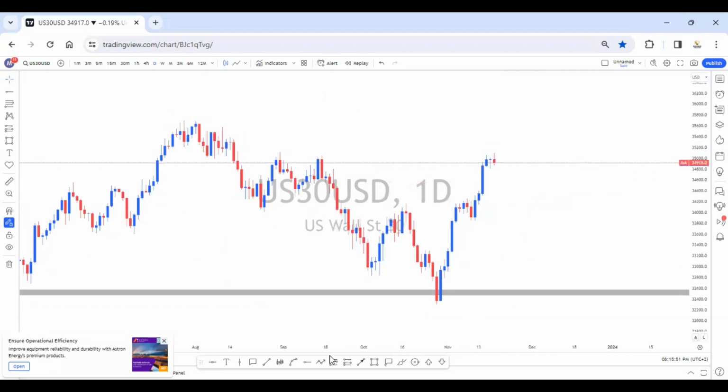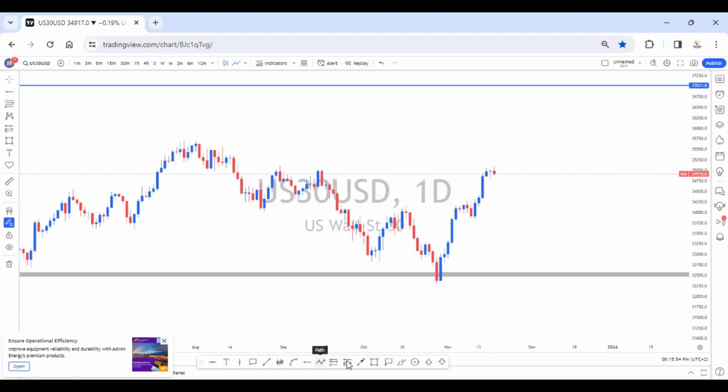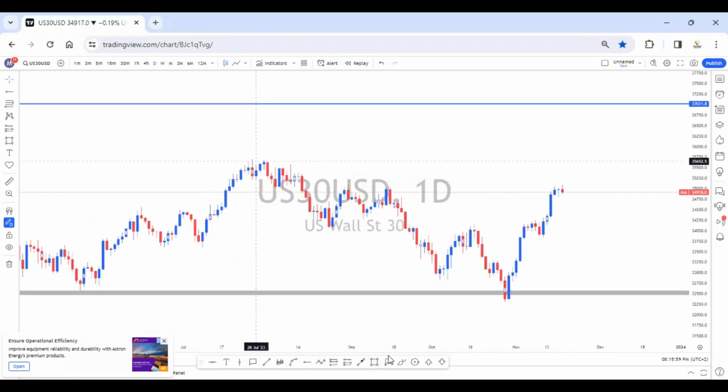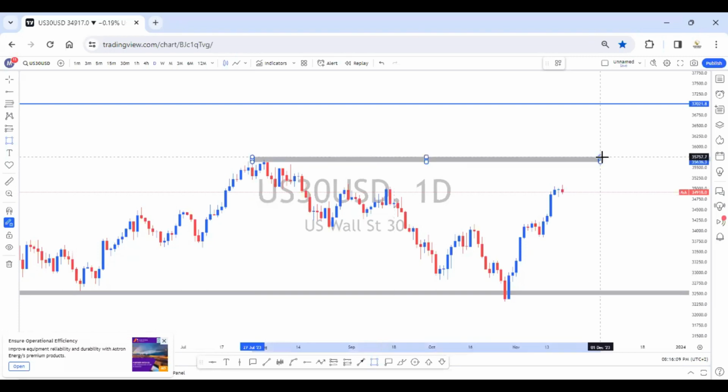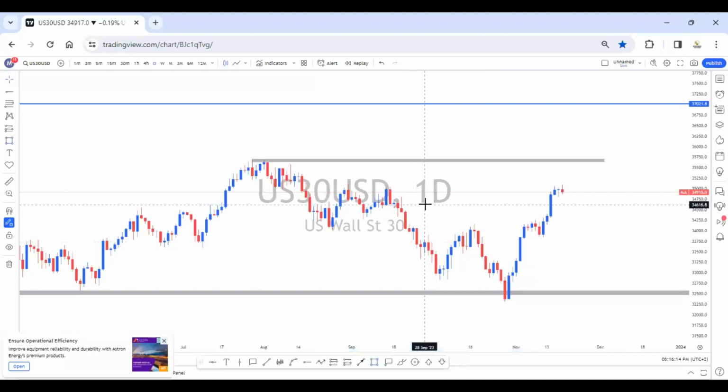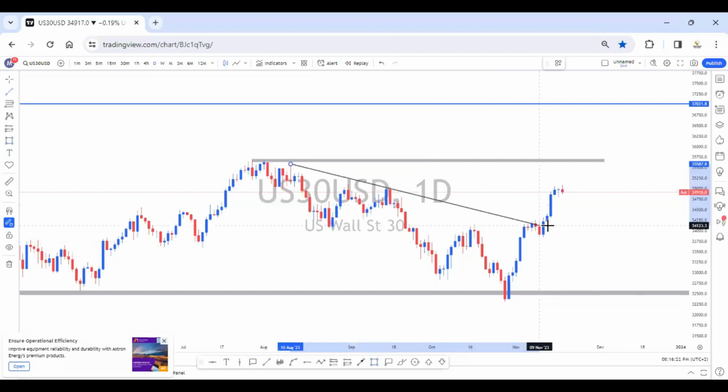It's an inverse head and shoulders, and then we have this highest level that we are looking at right now. This highest level. And I will point it out: first touch, second touch. The other one is a false breakout. I'll just put it like this.